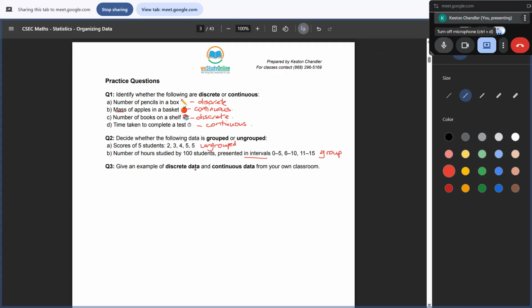An example of discrete data might be the number of people at a concert. Right, this is discrete. And continuous might be the speed of cars crossing an intersection.